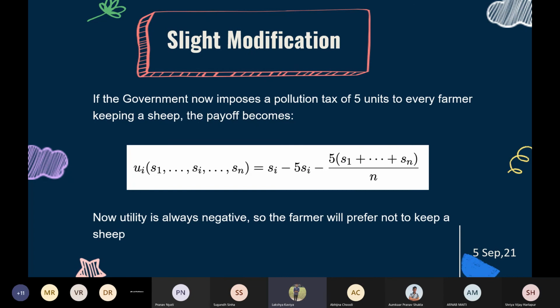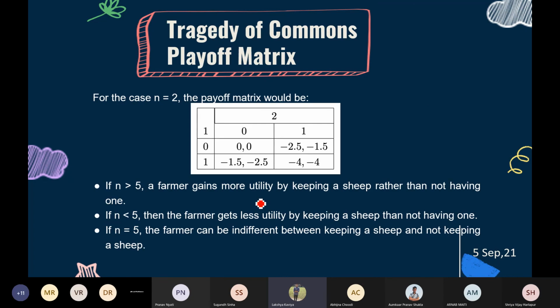How will one gain the utility by not keeping the sheep? If not keeping the sheep, then how will it give him any reward or any kind of positive output?